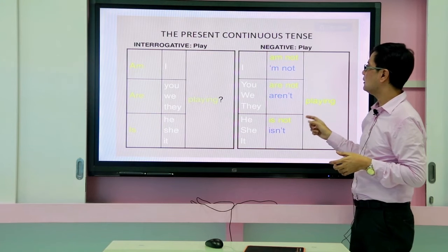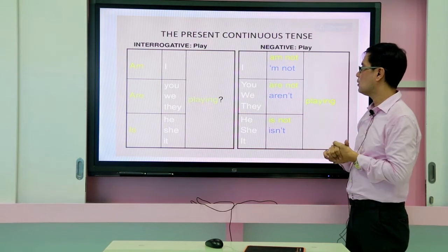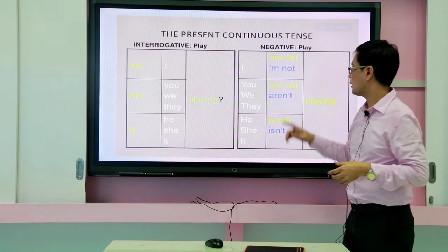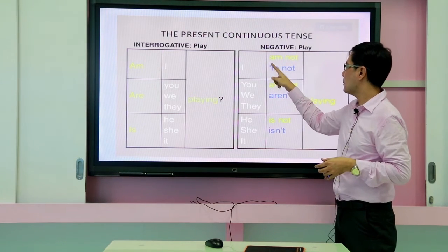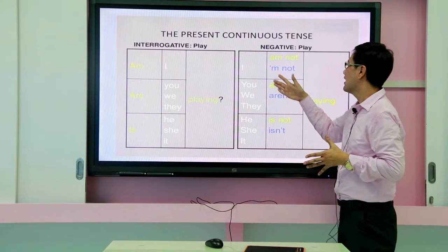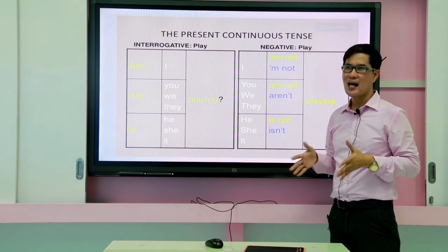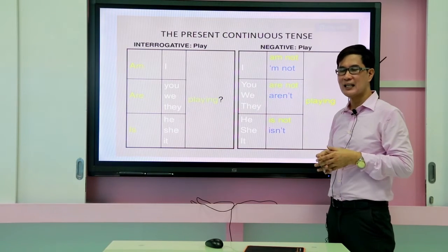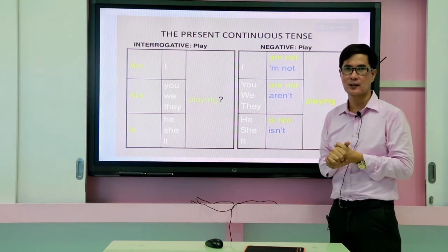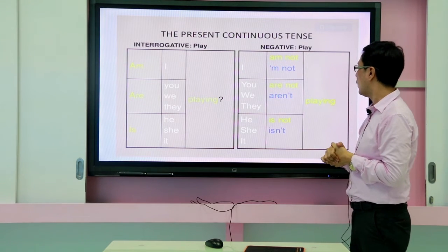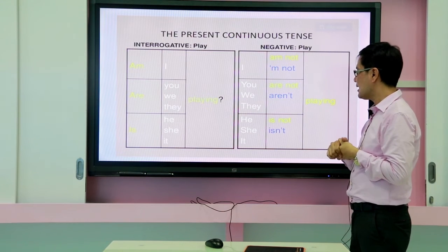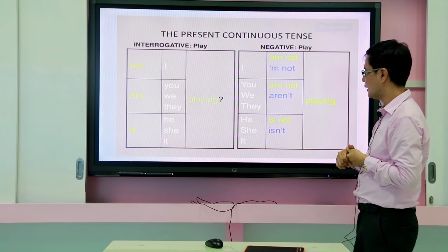I am not playing, I'm not playing, you are not playing, we aren't playing. Don't be mistaken about the shortcut here: we use the apostrophe m and remove the a. It's just a shortcut. But we always use the formal way of speaking and writing, so I would suggest using the first one, but this is also acceptable. So you are not playing, we aren't playing, they aren't playing, he is not playing, and she isn't playing.